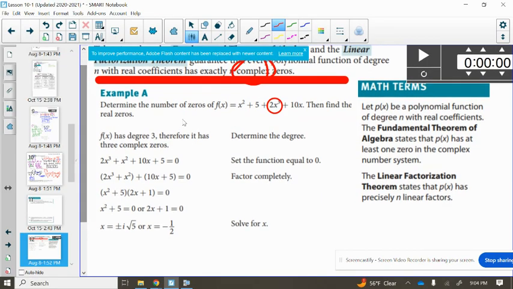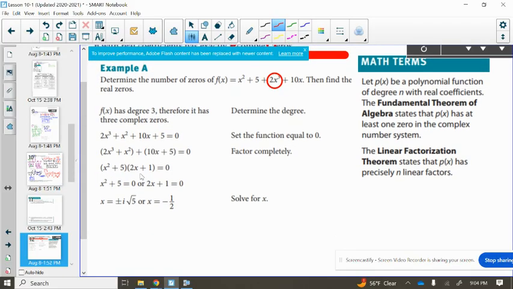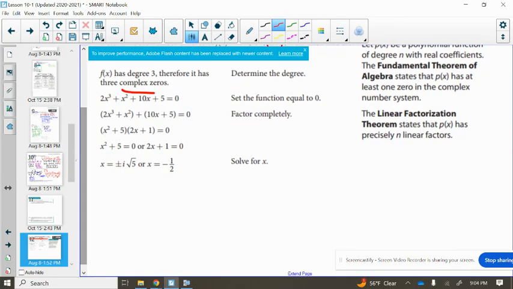So again, if we look here, notice this is a little out of order. You want to rearrange it so that it's in the correct order: x to the third, x squared, x, constant. And we see that this is a degree 3 polynomial, so we know it's going to have 3 zeros of some sort. So we factor and set equal to 0. This time when we set x squared plus 5 equals 0, because we're also looking for the complex zeros, we can actually solve using i to get those two imaginaries. And then our third zero is going to have to be negative 1/2.